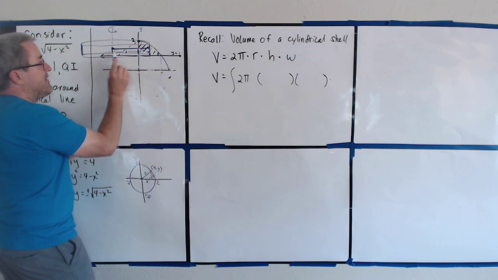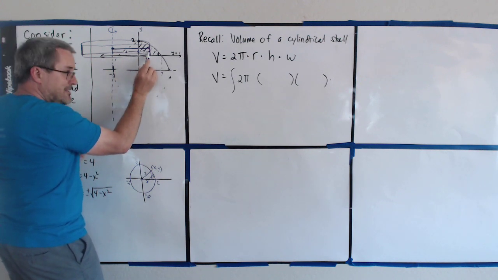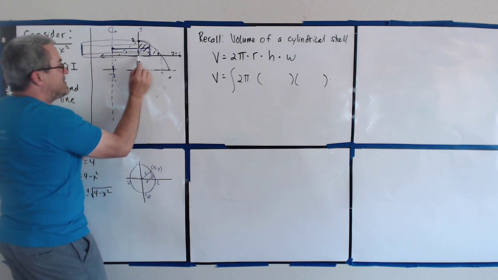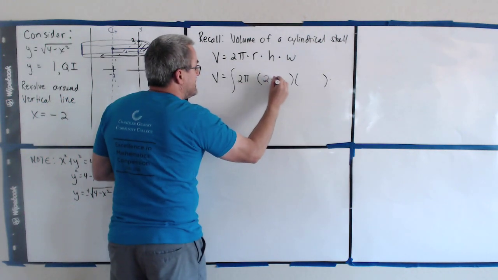So the radius of any one of these shells is going to contain the 2 plus however much x is, as x varies from here to here. So the radius is going to be 2 plus x.